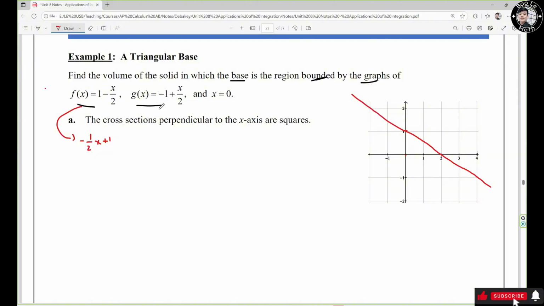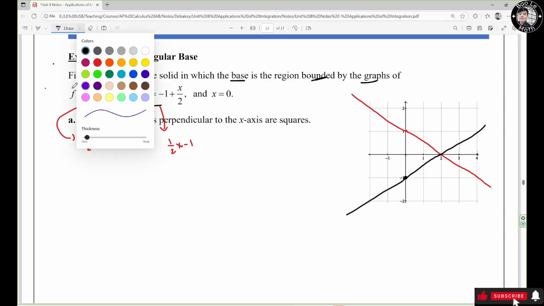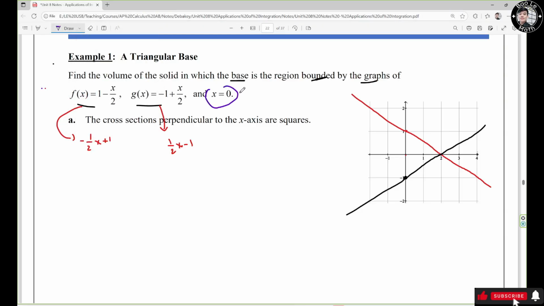Now the second one right here, I rewrite this one as 1/2 x minus 1, right? If you graph this one, the y-intercept is negative 1, so it could be right here. Go up by 1, go to the right by 2, so it could be right here, right? And the third one, x equals 0, this one is actually the y-axis, so it could be right here.